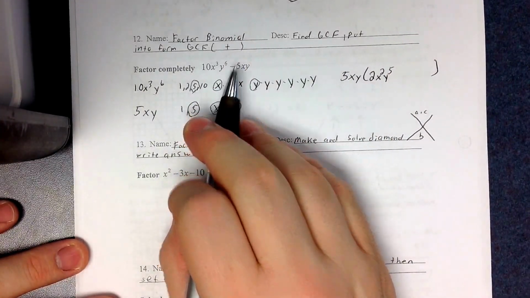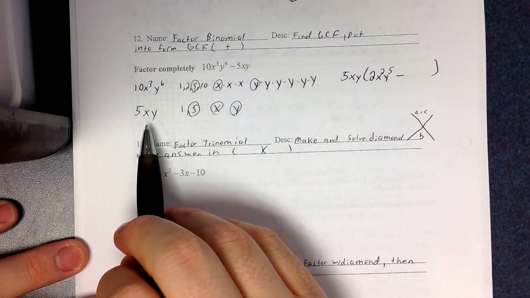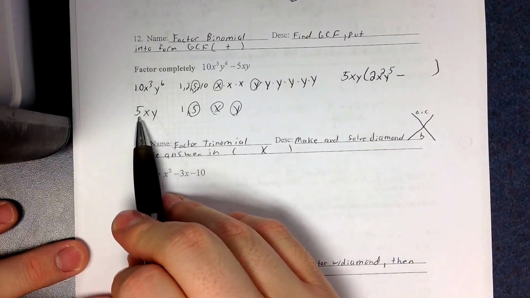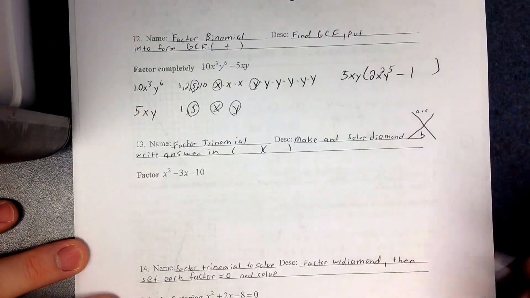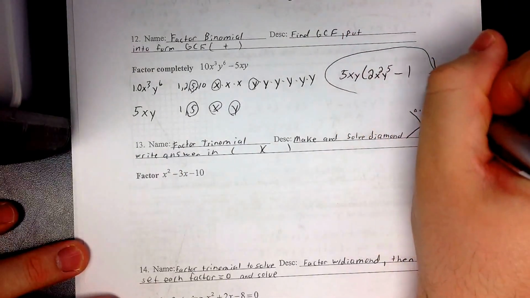Since there's a minus sign up here, we put a minus sign in our parentheses. So now look here, I picked 5. 5 times what gives me 5? Well, that's 1. And I have no x's or y's left uncircled, so 1's the only thing I need there.